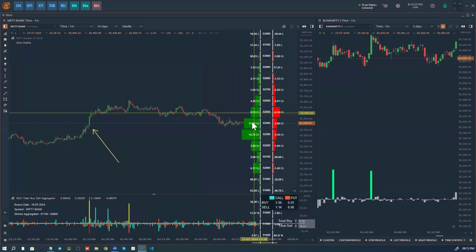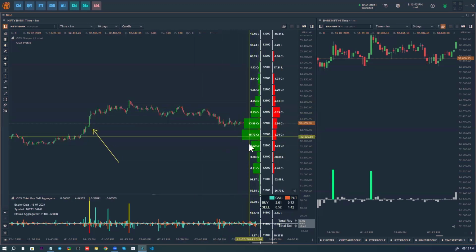Now, another thing we want is that there should be 5 crore or more value in at least 3 strikes. Suppose this is a 50 crore value, but only two strikes have, say, 25 crore and the rest do not have more than 5 crore. You will not trade such a setup.